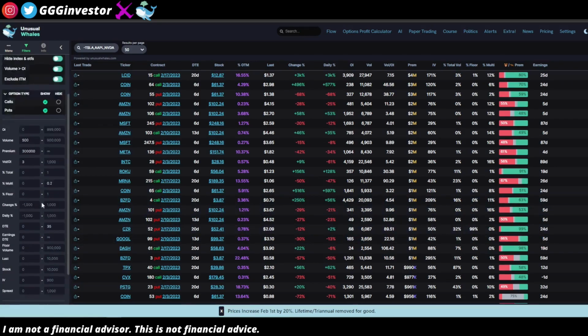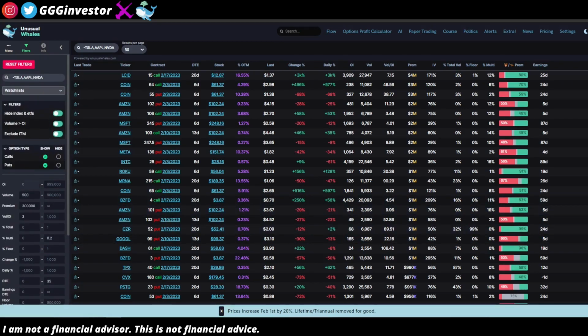So collapsing that and scrolling back up to the top, we have successfully set up our live hot chains. From here, we can start looking at the flow that's left after all our parameters are applied. And one thing I like to look at and focus on is percent out of the money, volume to open interest, premium, and then like I said, multi-leg, and then the bullish bearish premium here.